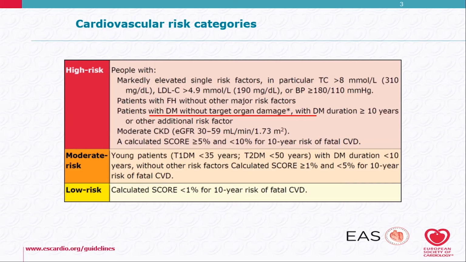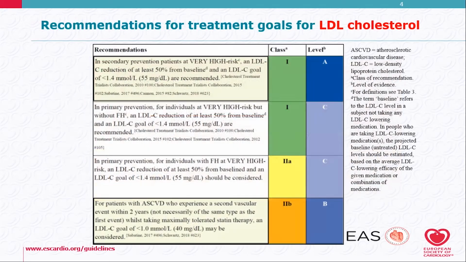Patients with markedly elevated risk factor or familial hypercholesterolemia without other major risk factor, moderate chronic kidney disease, and a calculated score of 5 to 10% is high risk. In addition, patients with diabetes without target organ damage, with diabetes duration of more than 10 years or additional risk factor is high risk. And in moderate risk, we have young patients with diabetes duration less than 10 years without other risk factors and a calculated score of 1 to 5%. The remaining are considered low risk.